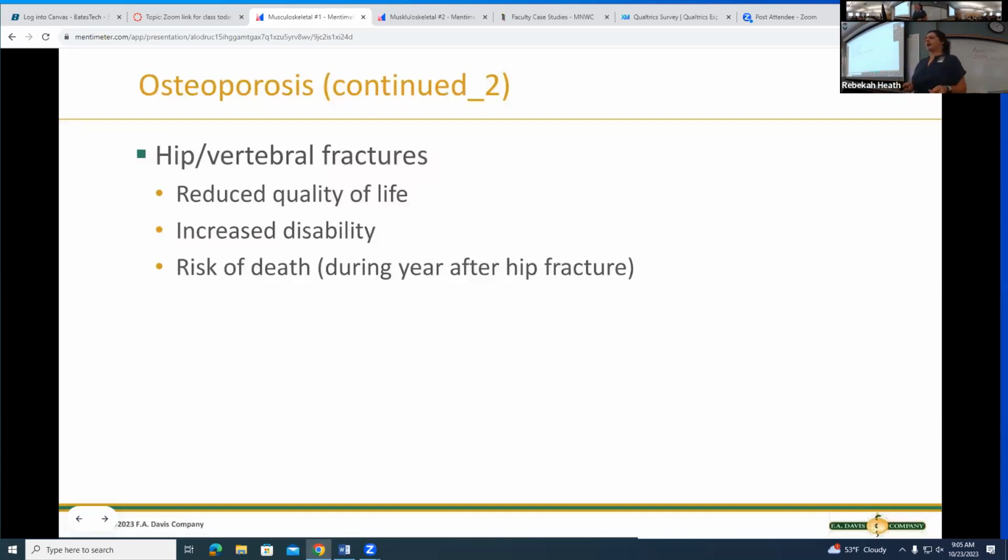These patients are at higher risk of death, especially that first year after having a hip fracture. Hip fractures have a lot of impact on patients' lives. They're not able to move as much. They don't get up as much because of that. They're at higher risk of dying in that first year after a hip fracture.